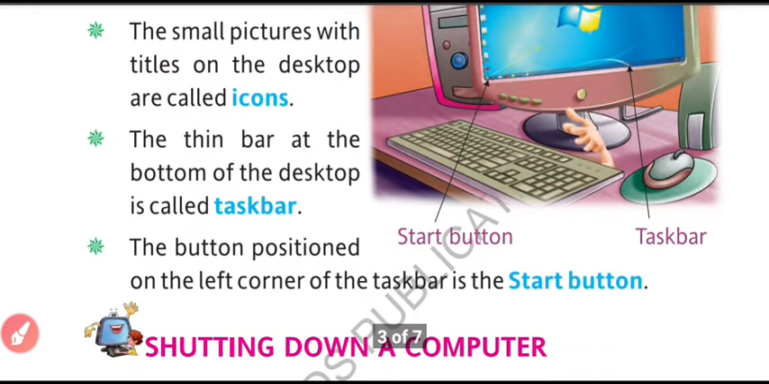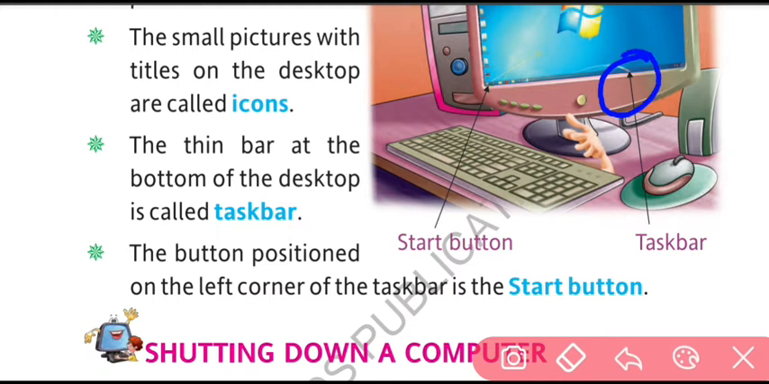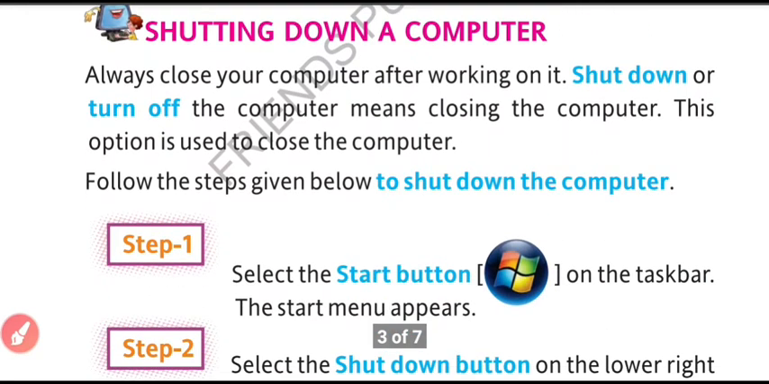The thin bar at the bottom of the desktop is called the taskbar. I'll show you the taskbar. This thin bar is called the taskbar. The button positioned on the left corner of the taskbar is called the start button. Okay, got it?